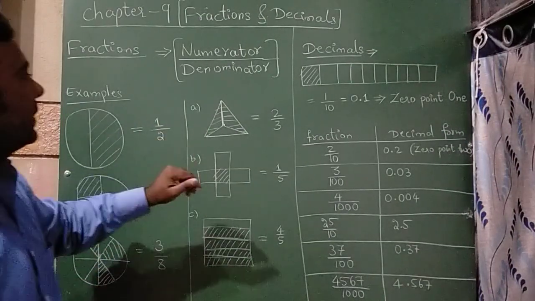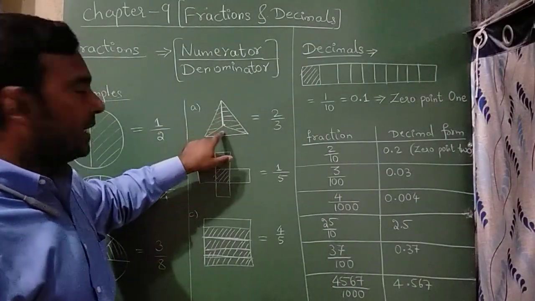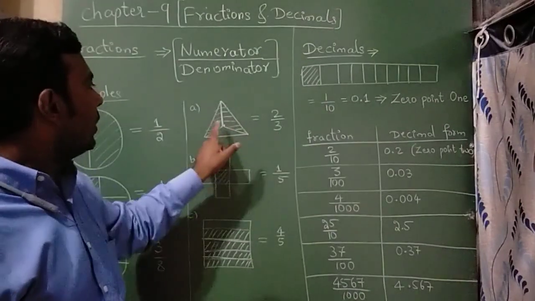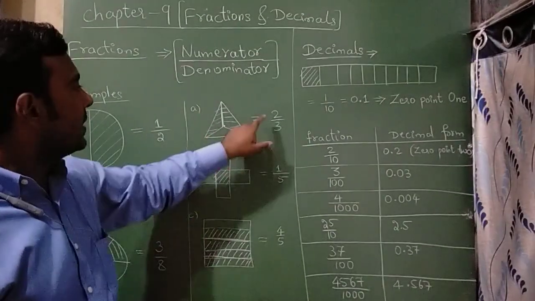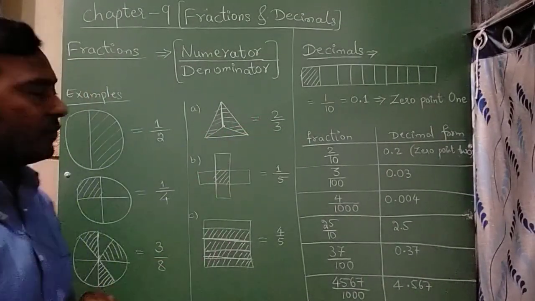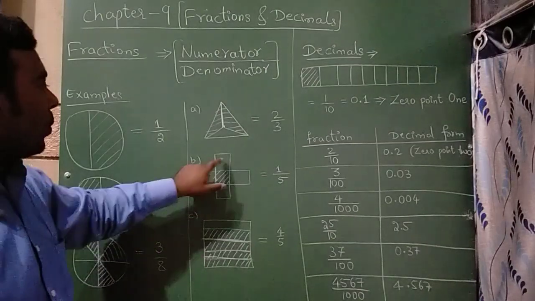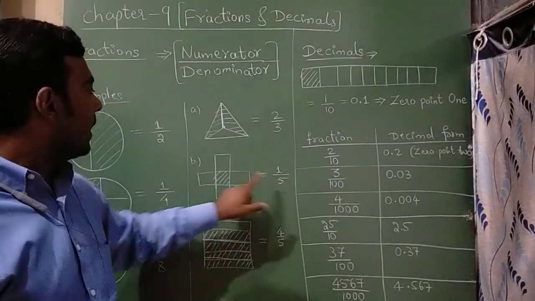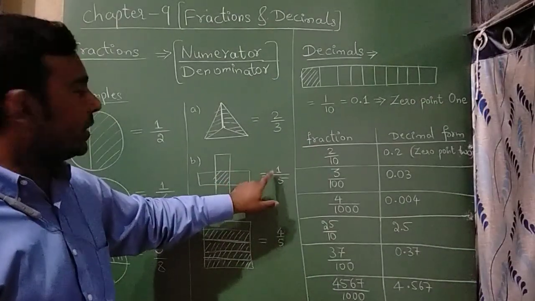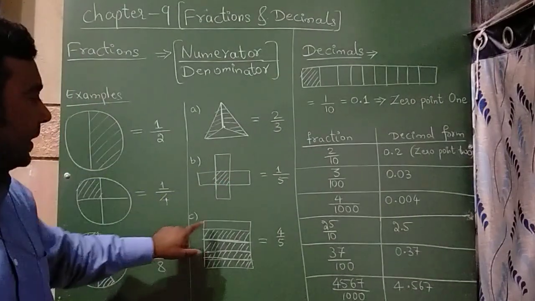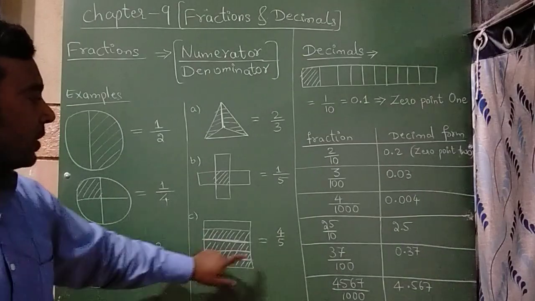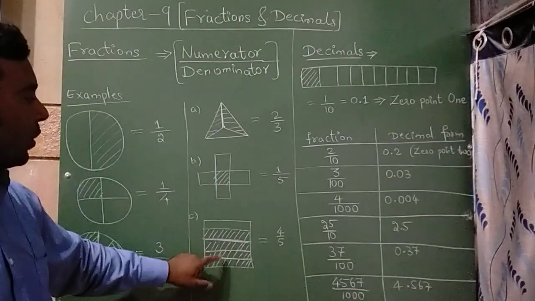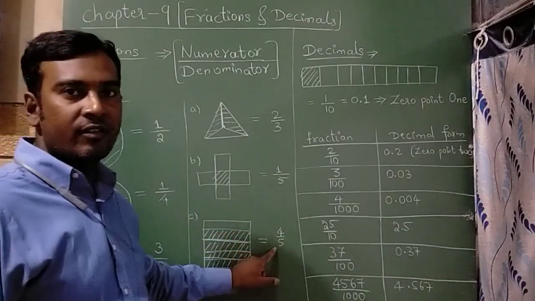Fine. Now here this one. Here 1, 2, 3. So there are 3 equal parts. So it is 3 here. And 2 are shaded. So it is 2 in the numerator. Fine. Now in this, 1, 2, 3, 4, 5. So there are 5 equal parts. Now 1 is shaded. So it is 1 upon 5. In the C, 1, 2, 3, 4, 5. So there are 5 total. Okay. So 1, 2, 3, 4 are shaded. So it is 4 upon 5.